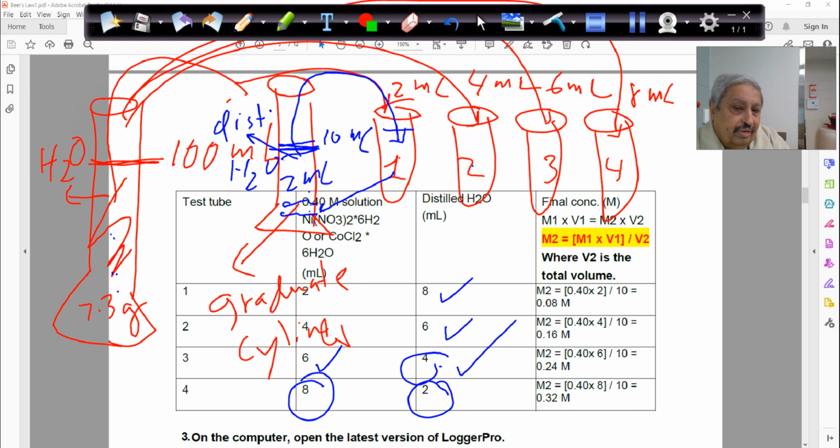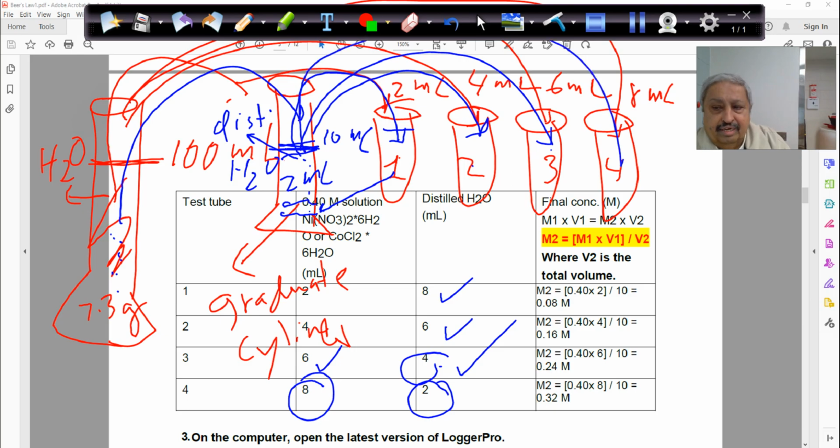The second one is 4 mL from the flask. You add to it up to 10 mL, 6 mL distilled H2O, and dump it into the second test tube. The third one, 6 mL of the concentrated flask solution, you add 4 mL of distilled H2O and transfer it. The last one, you take 8 mL of the flask, add 2 mL of distilled H2O, and transfer it to test tube 4. So you have 4 different concentrations.